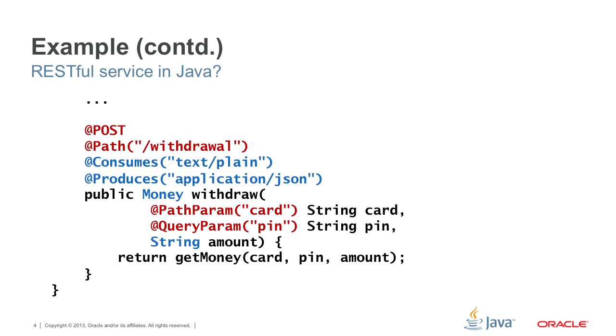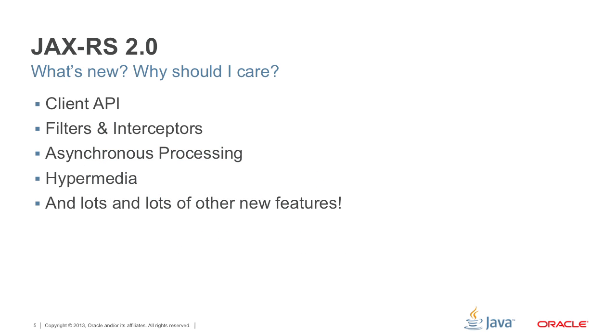In this case, we're returning an instance of Money, which is a Java class in our application, which needs to be represented as application JSON according to the method. The JAX-RS runtime finds the appropriate message body writer, and thus the serialization of that Java object into application JSON. We're going to talk about the new features in JAX-RS 2.0. These features are the new client API, filters and interceptors, asynchronous processing, and hypermedia.